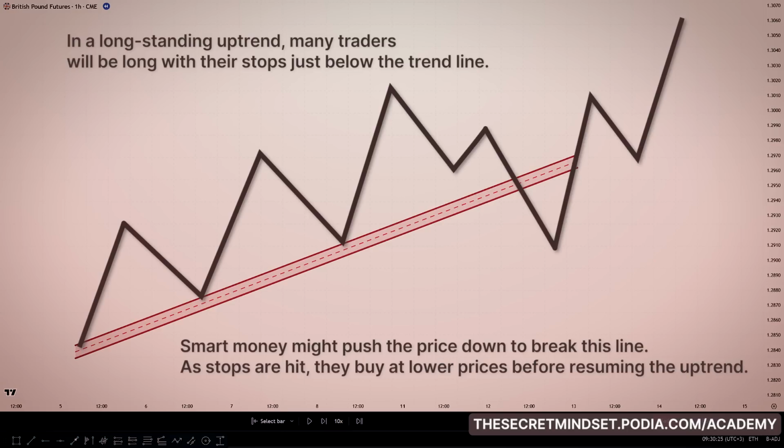Smart money might push the price down to break this line. As stops are hit, more sell orders flood in. Smart money can then step in and buy at lower prices before resuming the uptrend.